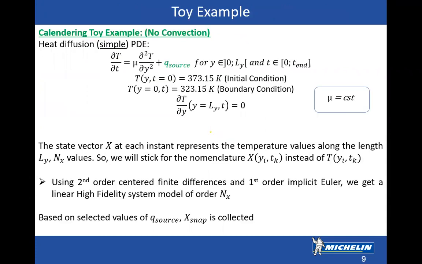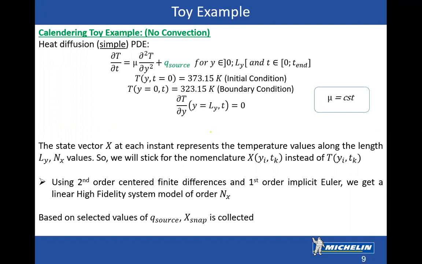Okay. So after introducing the DMDC, we want to test it and validate it on a toy example. For the toy example, we use the heat diffusion PDE, which is an easy way to see the variation of temperature, where the temporal variation of temperature is a function of the spatial variation of the temperature plus a source term. So the state vector x that we've been speaking about at each instant represents the temperature values along the length Ly, which was discretized into nx values, and nx in our case is taken as 100.